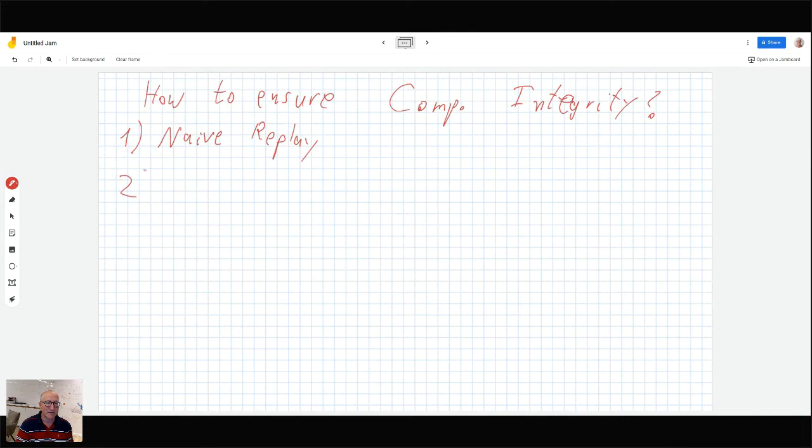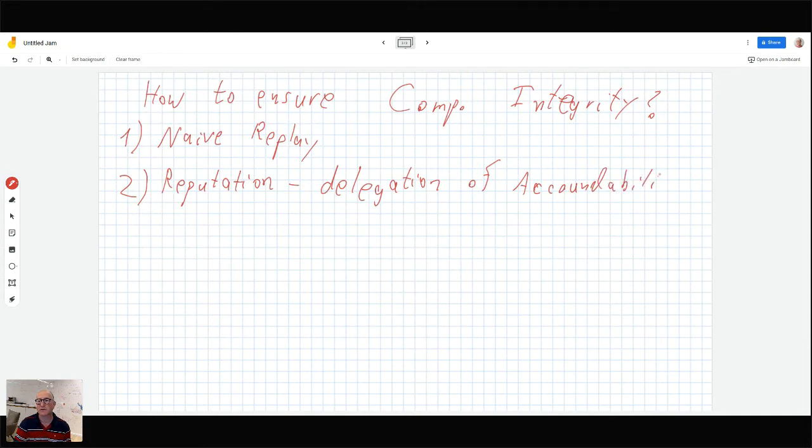The second is going to be reputation-based. So we're going to rely on reputation and have a small subset running the programs and inspecting the programs being executed on behalf of us. So this, we can call it delegation, or delegation of accountability. We're going to have some accountants and some regulators. We're going to have some special people that are in charge of maintaining computational integrity on behalf of the public.